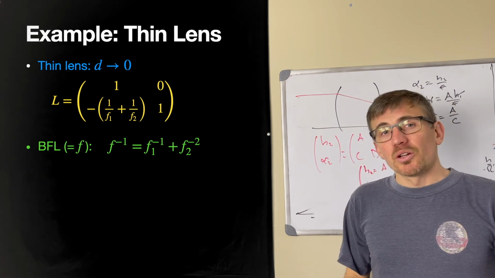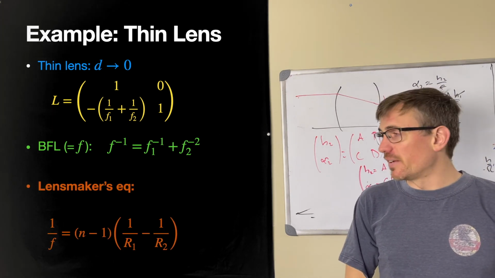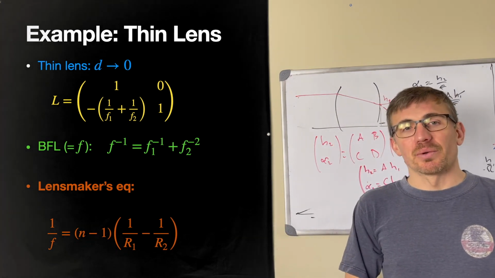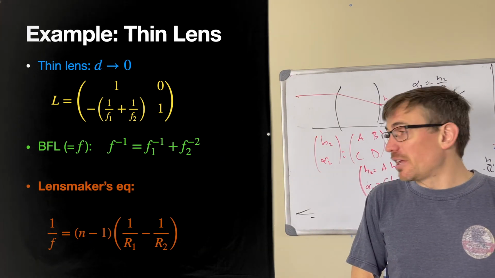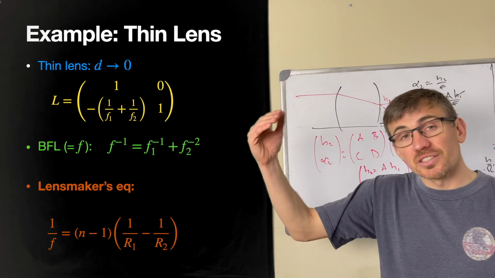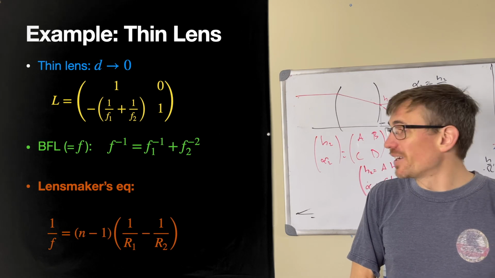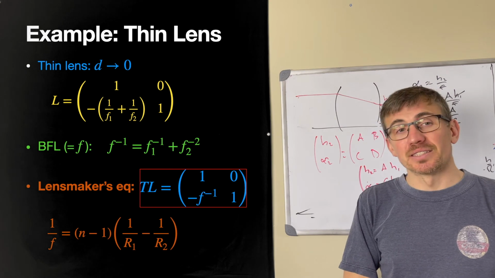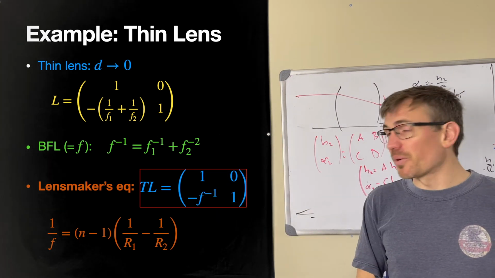We can also plug in the form that we had for the individual f's, and this is what we call the lens maker's equation that we arrive at. So we have 1 over f is equal to n minus 1 times 1 over the first radius of curvature minus 1 over the second radius of curvature. We get that directly from this matrix, and this is the matrix of a thin lens: 1, 0, negative 1 over f, 1. So now we're getting closer to what we had before.